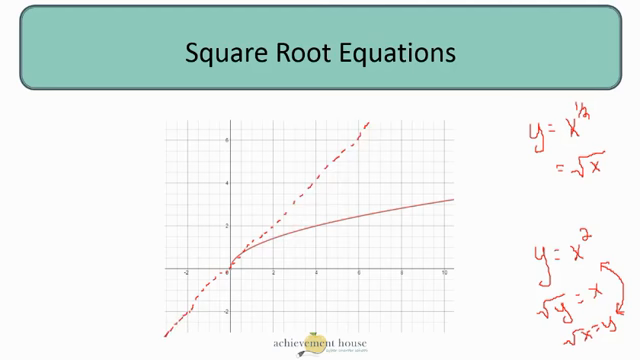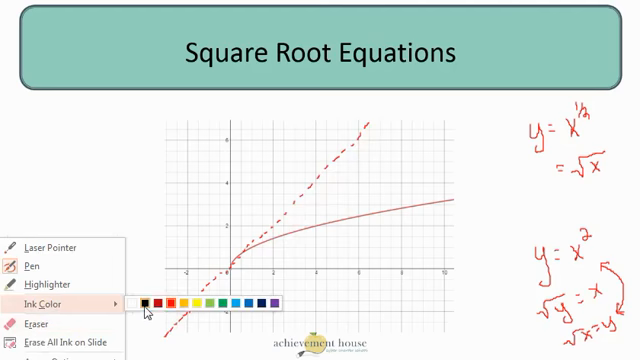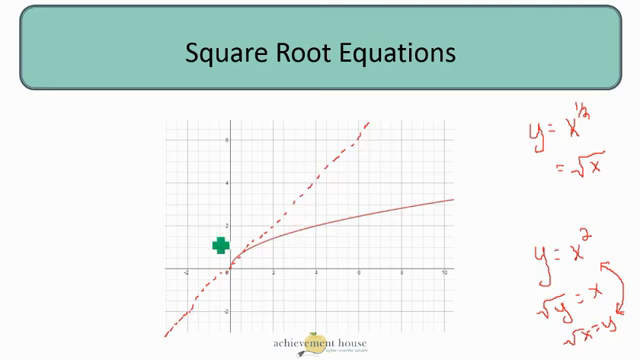Which basically means that if I graph y equals x there, and I would graph x squared here. Sorry, that's a poor drawing of the graph, but you get the idea. Now if I would flip it, here I would get the square root of x.